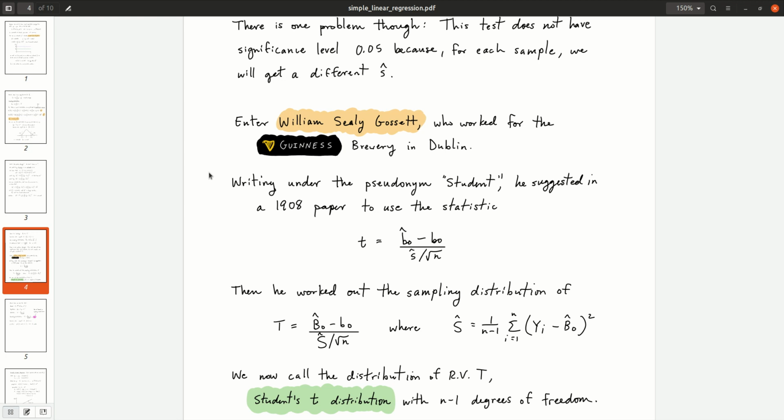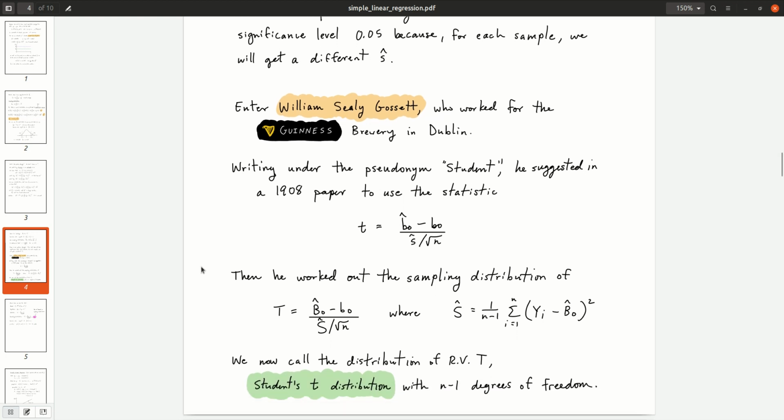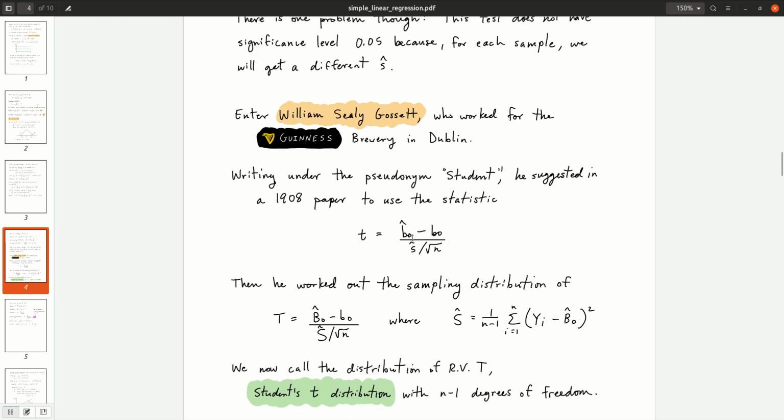And he wrote a paper in 1908, writing under the pseudonym Student, and he suggested to use this statistic. So this is going to look very similar. So we're looking at just the estimate of B0 minus its hypothesized value divided by s-hat over square root n. So this has all the quantities we've been talking about. But the clever thing he did is incorporate the sampling distribution of s-hat into the statistic.